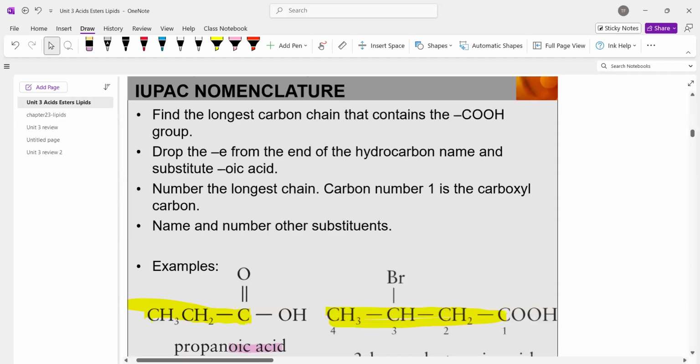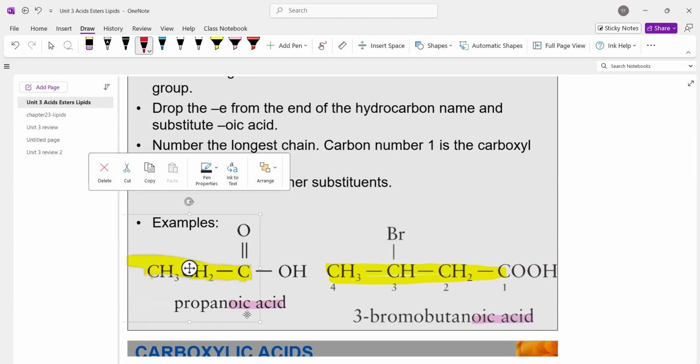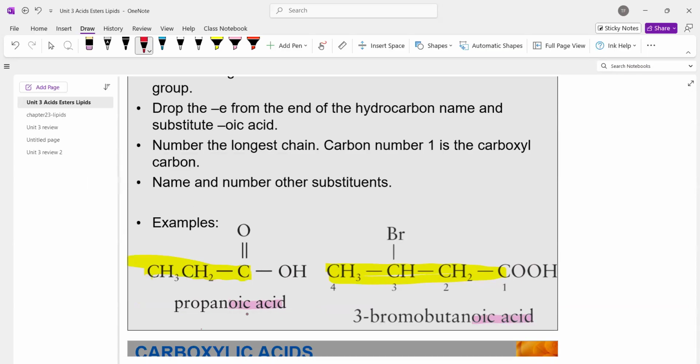So naming acids. Acids are pretty easy. Basically, you replace the ending. Like propane, the longest chain here is 3 carbons long, so it's going to be propane base. And we're going to put an oic acid on there. So propionic acid.